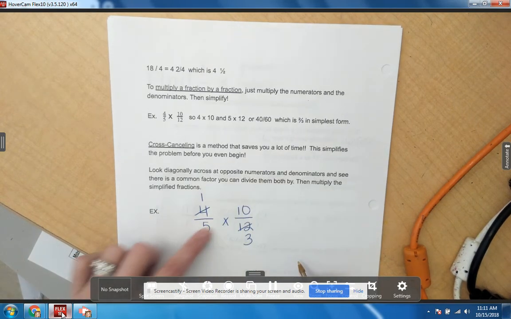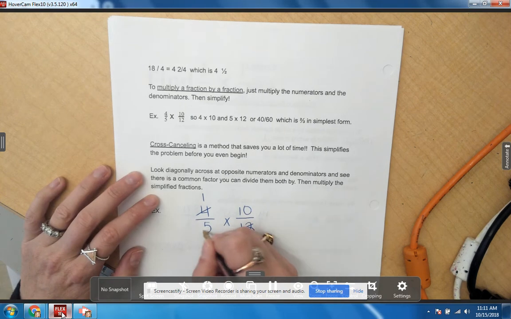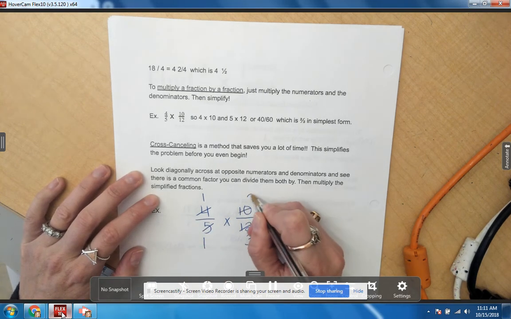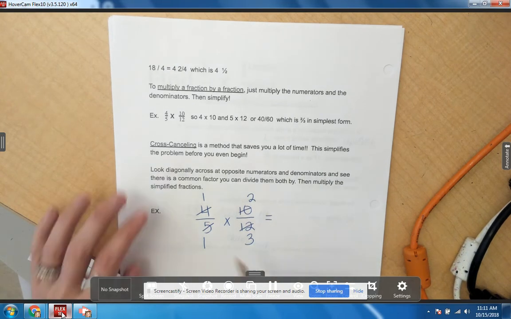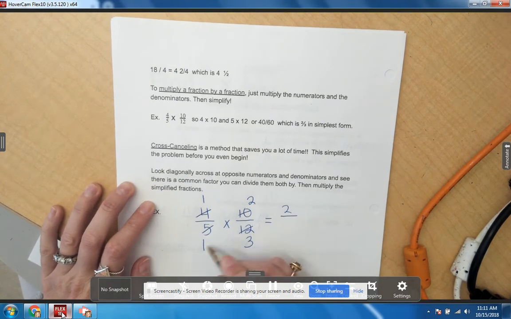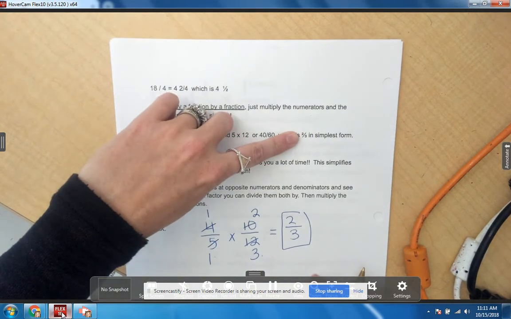Now I'm going to look the other way. I could divide 5 and 10 both by 5. So 5 divided by 5 is 1. 10 divided by 5 is 2. Now I multiply my new numerators and my new denominators. 1 times 2 is 2. 1 times 3 is 3. So I got the same exact answer that I got up here.